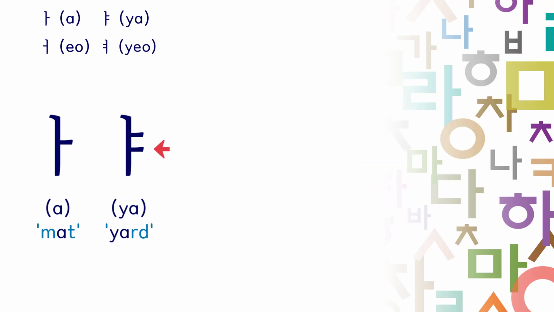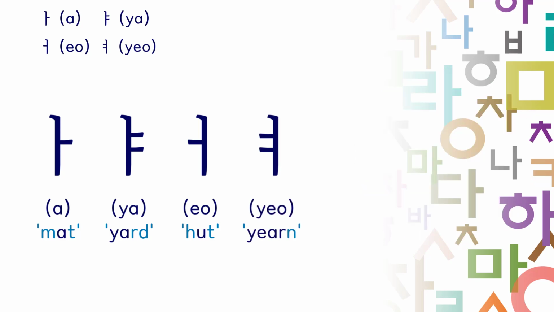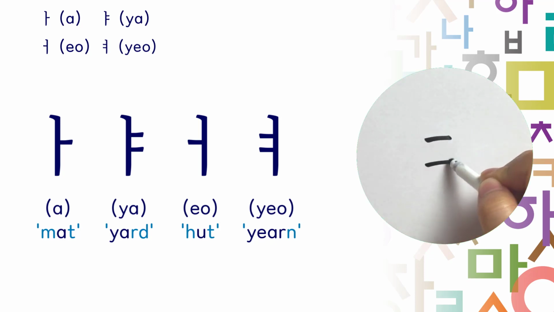Now, this extra dash represents a Y sound, and there are also other vowels that have this extra dash. This extra dash gives these vowels a Y sound, so we often call these vowels Y glide vowels. Next, we have a vertical bar with a dash pointing to the left, and this is O, similar to the vowel sound in the word hot. O is written like this. Then we have the Y glide vowel of O, and this is yo. Yo is written like this.